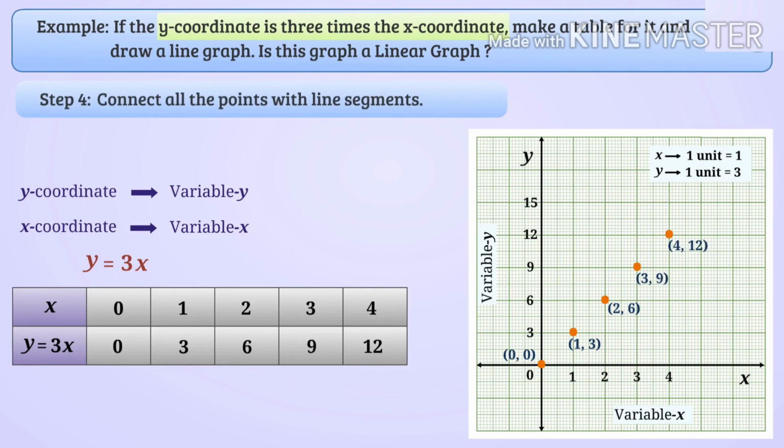Now we have to connect all the points. After connecting, it shows the line is a straight line, which means this graph is a linear graph. So you only get to know whether a graph is linear or not after plotting the points and joining the line.